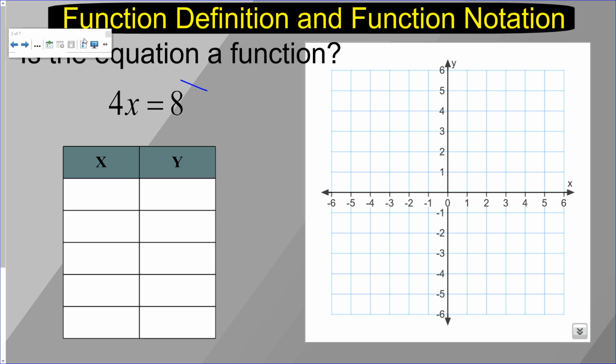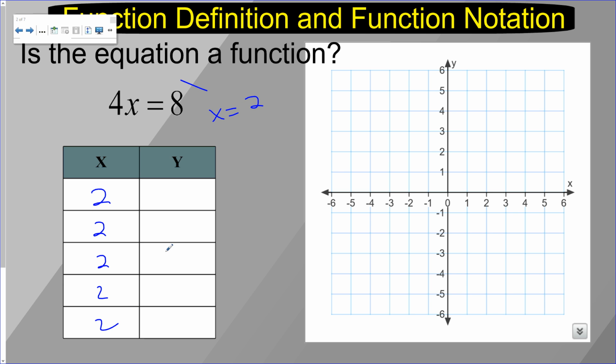Would this be a function? 4x equals 8. Well, we got to get x by itself, so x would be 2, right? So that means that all the x values are 2's. Y values can be anything because there are no stipulations on y in the equation whatsoever. So we can make y -2, -1, 0, 1, 2, or really any 5 numbers you could possibly dream up. And then plot those points. X is 2, y is -2, x is 2, y is -1, 0, 1, 2. And we can see that it's going to be a vertical line.